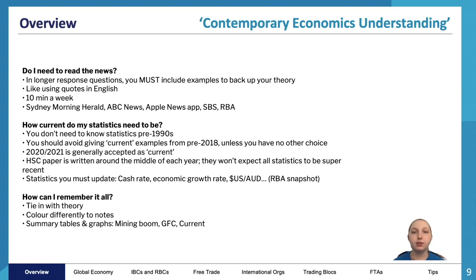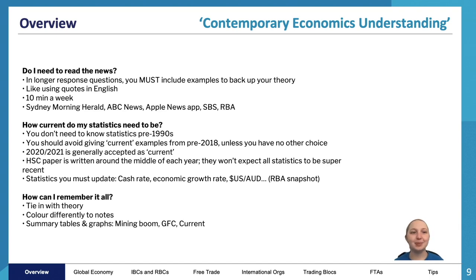The one exception to having current statistics is if you want to talk specifically about the GFC in 2008. That's fine as long as you do mention that you're specifically talking about the GFC and there's a point to talking about it. For those of you who don't know, that's the global financial crisis in 2008. And talking about COVID as well. Some people will say that 2020 may not be current, but if you're going to talk about it in the context of the COVID shutdown, that's all fine.